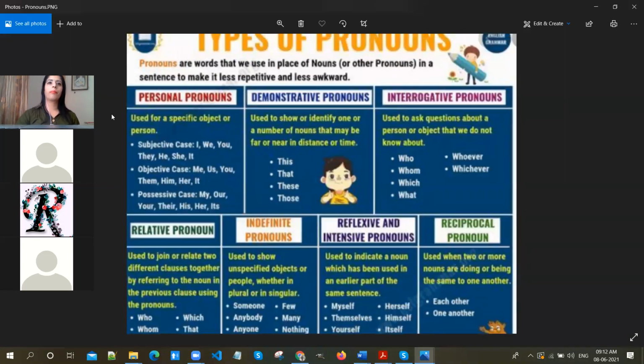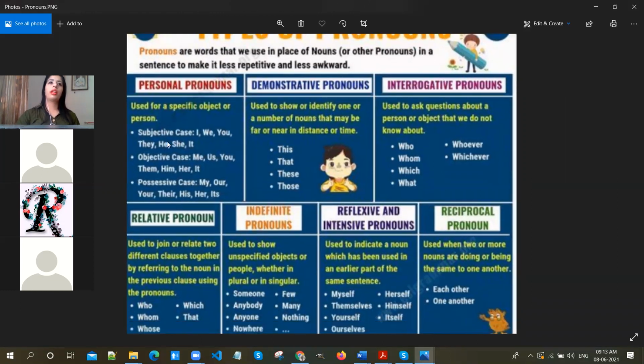So let's discuss. First is personal pronouns. They are used for a specific subject, object, or person. This you know, like the subjective case: I, we, you, they, he, she, it. These are all personal pronouns. Instead of Ram and Sham, you can use the word they. Ram and Sham go to school, they go to school.